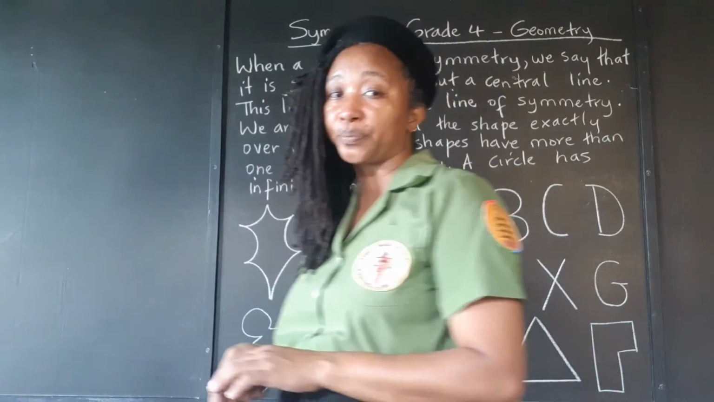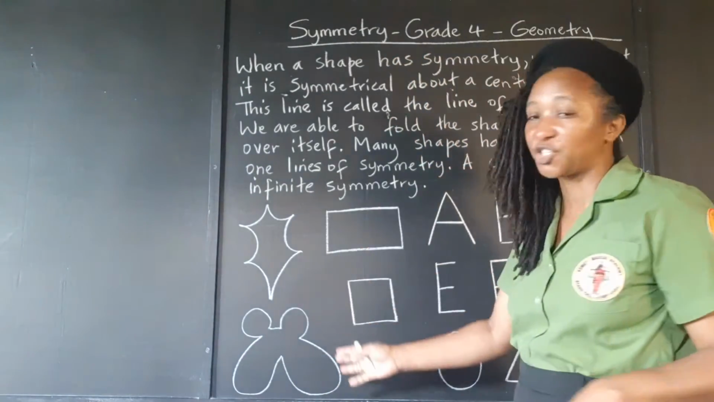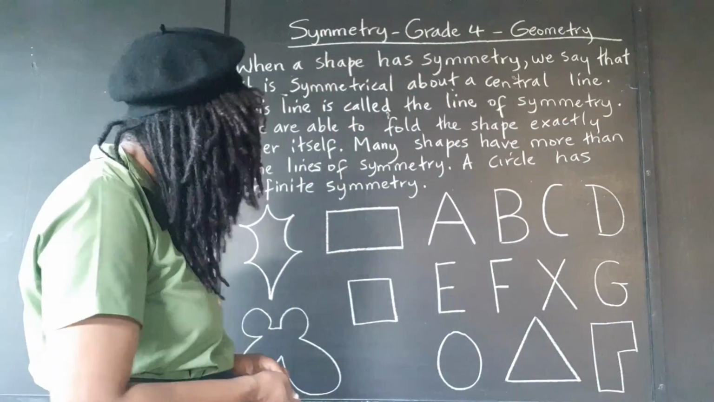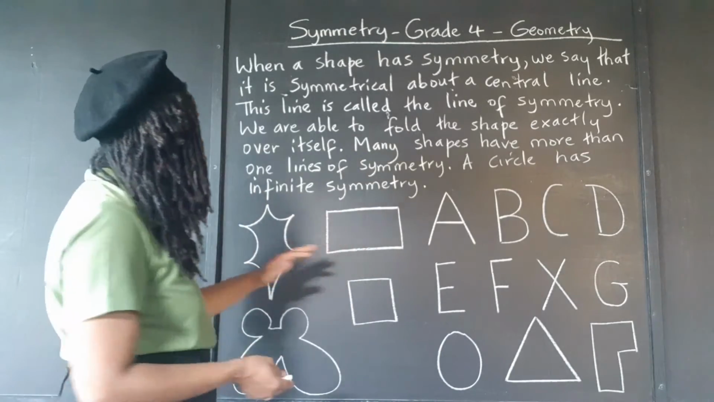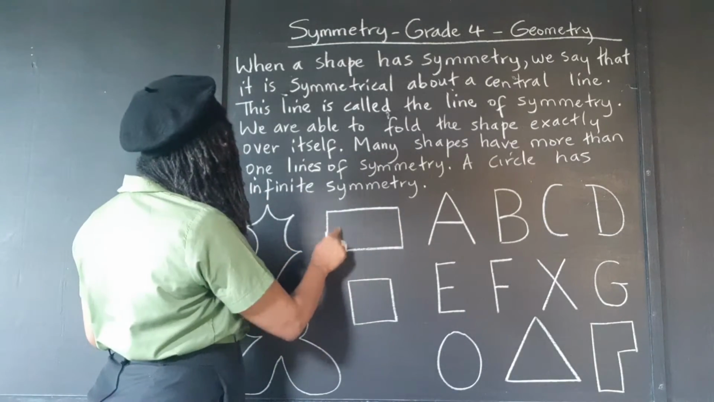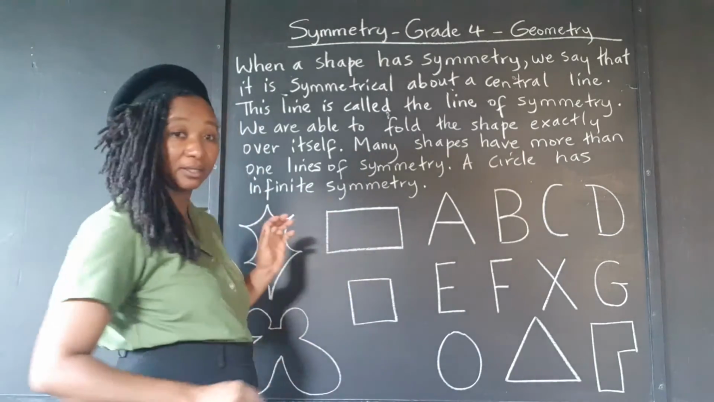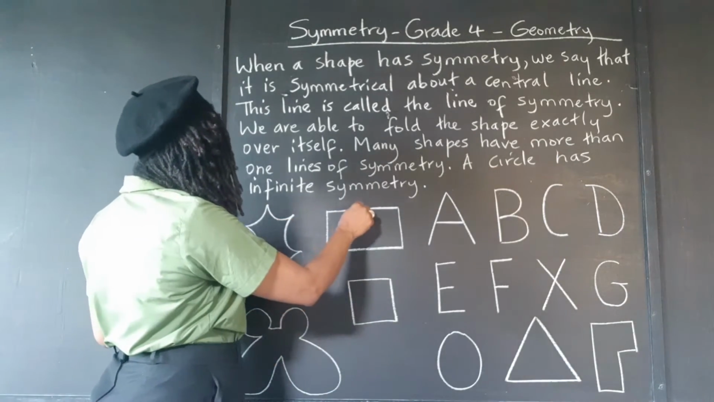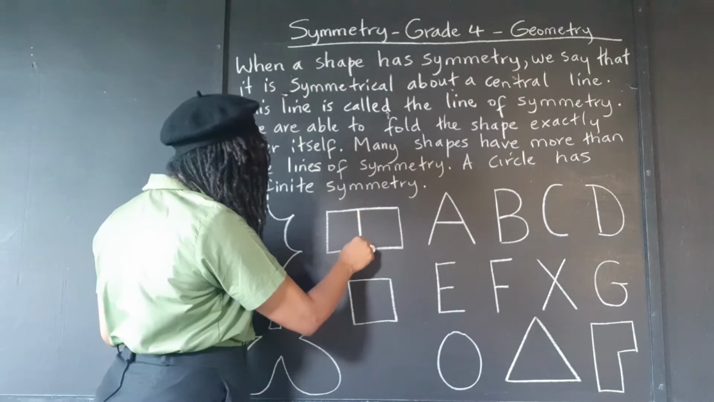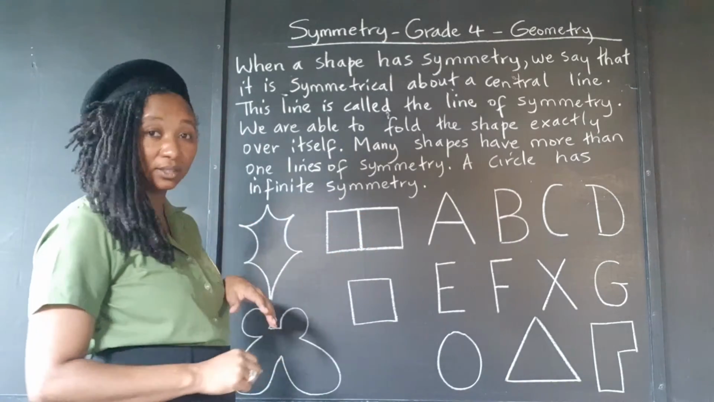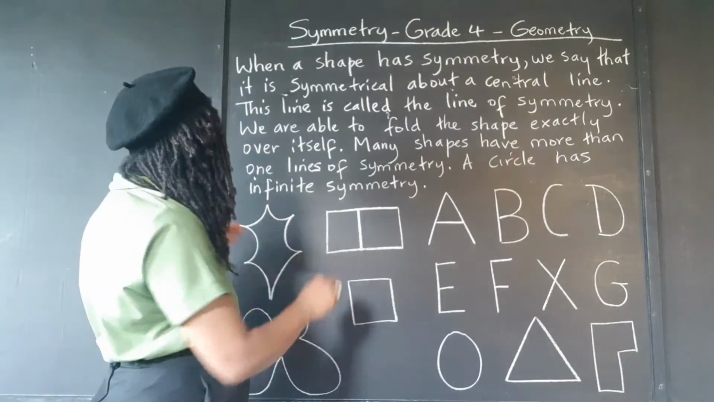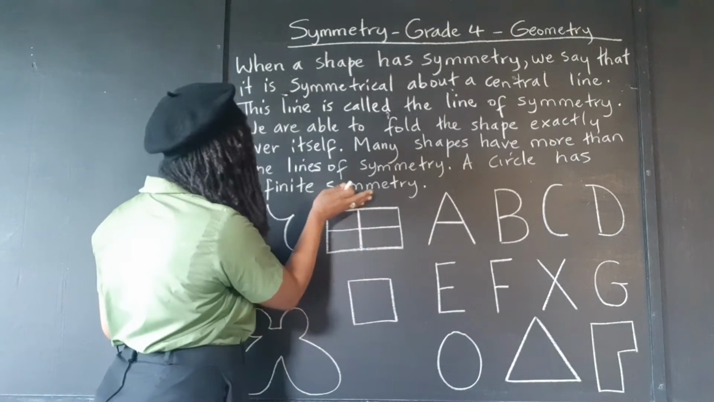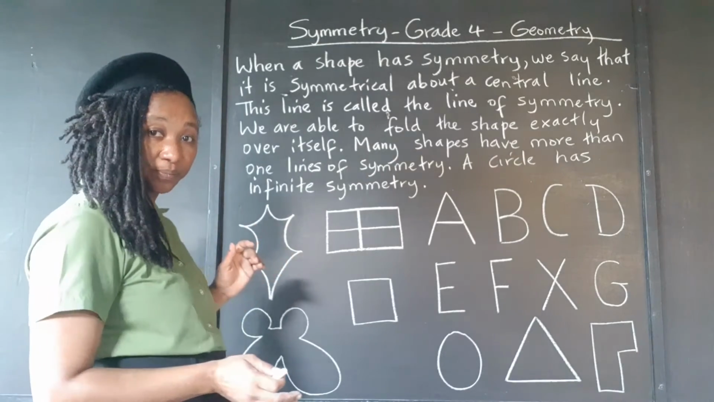Alright, so let's look at these shapes and see how many lines of symmetry we can identify. So we know for the rectangle we can't draw the diagonals. They are not symmetrical. Right? We know we could cut it this way. So that's 1. And we know we could have also cut it that way and it would have folded over itself. We just did that, right?